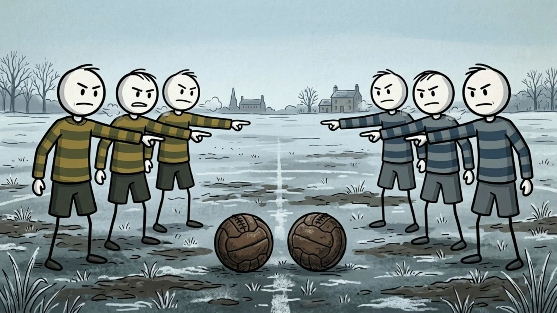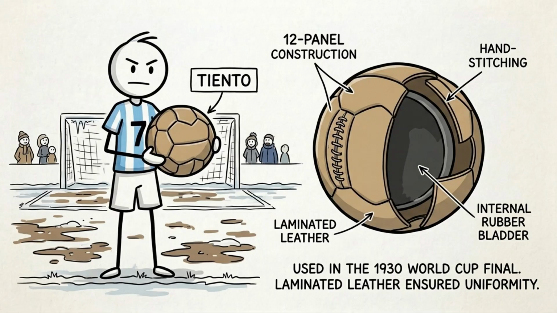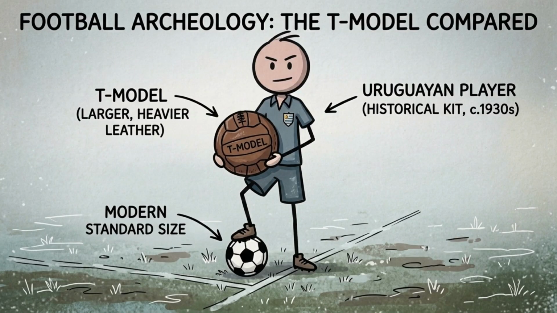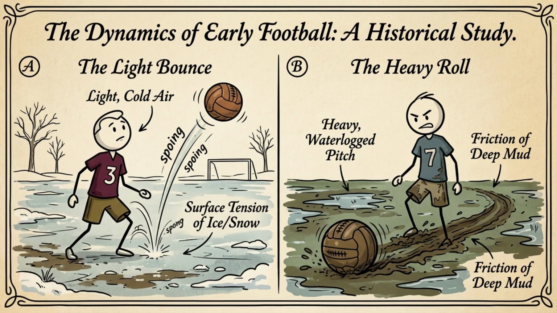It's about the ball itself, because both teams have brought their own, and neither will agree to play with the others. Argentina brought their ball, a 12-panel model they called the Tiento. Uruguay brought theirs, a bigger, heavier ball known as the T model. These weren't the same object in different colors. They genuinely played differently, and whichever ball was used, that team believed they'd have the edge.